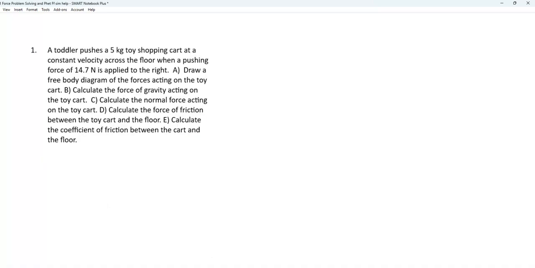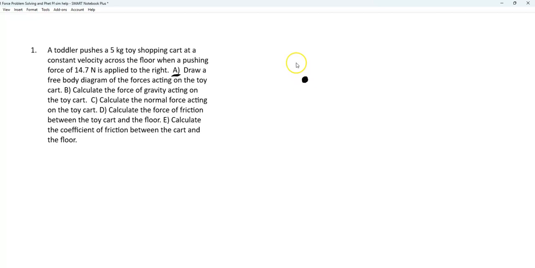So the problem reads, a toddler is pushing a 5-kilogram toy shopping cart at a constant velocity across the floor when a pushing force of 14.7 newtons is applied to the right. And it goes through and asks us to do lots of things and solve for lots of ideas. So I'll get into those in a second. But the first thing we're going to start to do is part A here, and that's to figure out the free body diagram, because this is really the most important step.